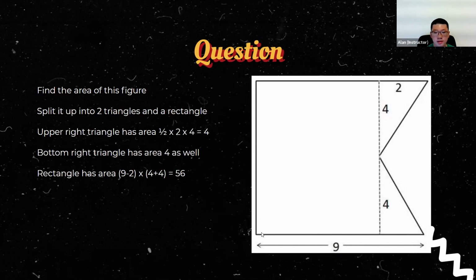Notice that 9 is the distance from the left side to the right side. That includes the height of the triangle, so you have to subtract 2. And also, the length of the rectangle is going to be 4 plus 4. So the area is 7 times 8, which is 56. And finally, you just add all three of these areas. So you get 56 plus 4 plus 4 equals 64. So the final area is going to be 64 square units.